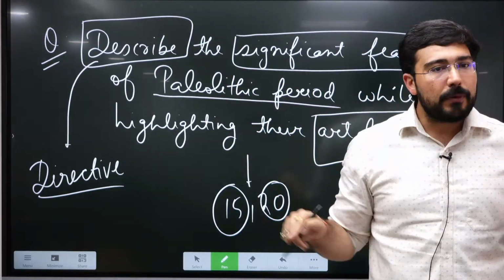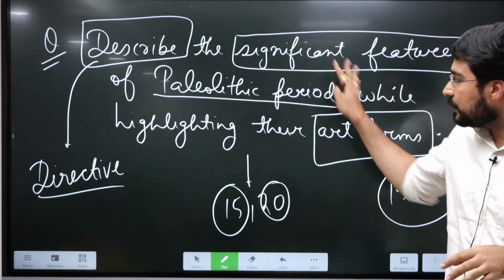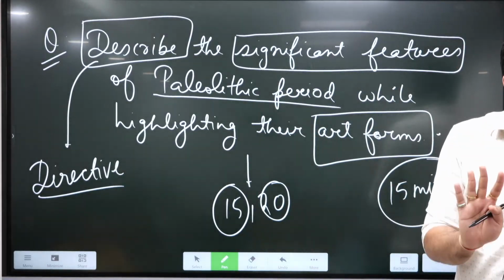Can we make a map of India and show these different things which we are mentioning in different parts of our answer? Can we do that?